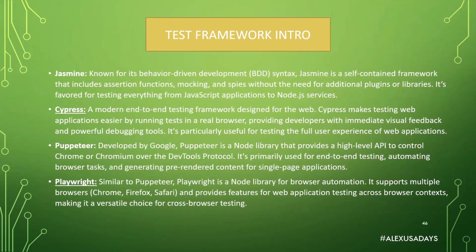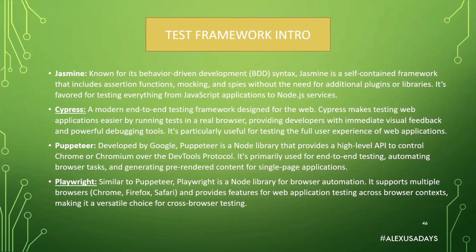It is known for its behavior-driven development syntax. Jasmine is a self-contained framework that includes assertion functions, mocking, and spies without the need for additional plugins or libraries. It's favored for testing everything from JavaScript applications to Node.js services.